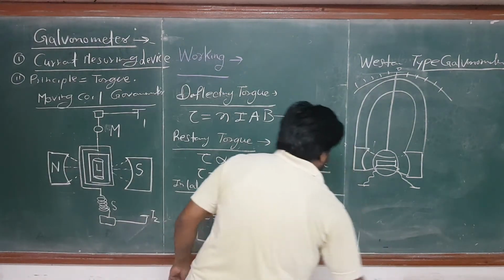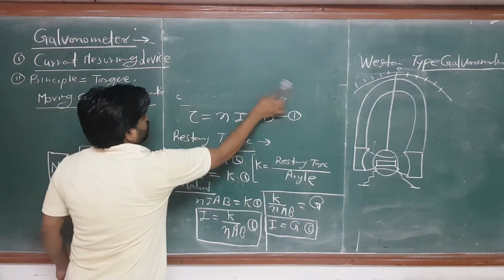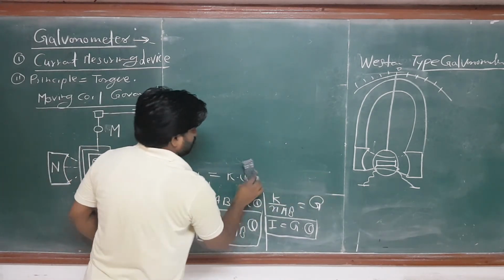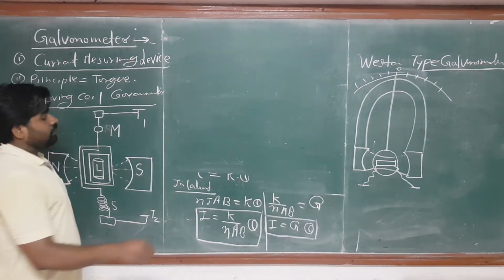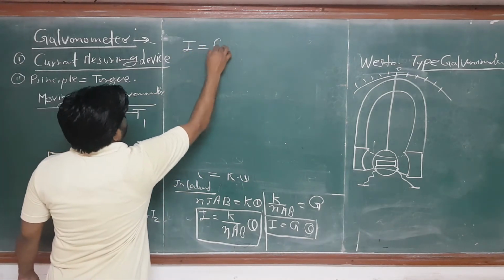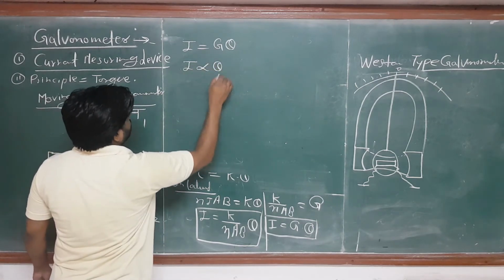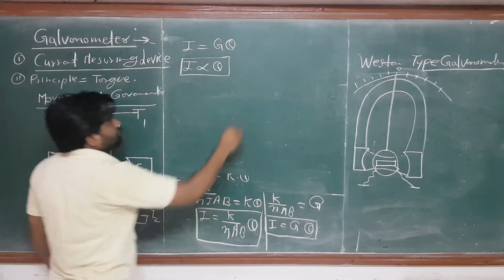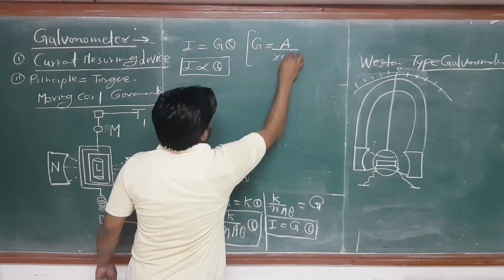Okay, I'm going to the next. Here, I is equal to G theta. As I told you, G is constant, so I is directly proportional to theta. Right? G has unit ampere per divergence, here ampere per radian.